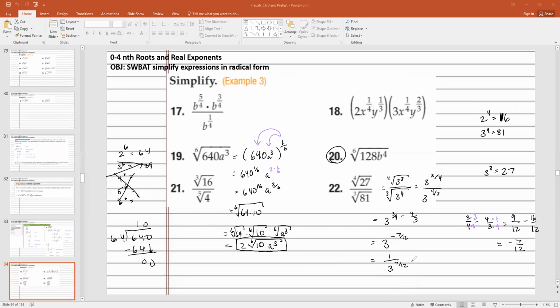And then we don't want a radical in the denominator.